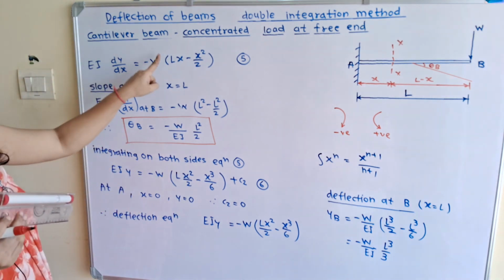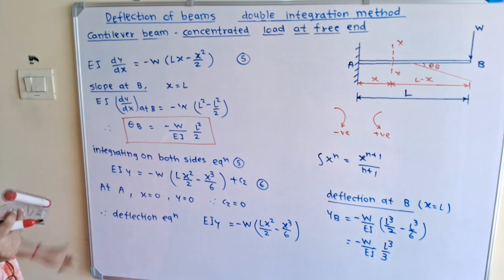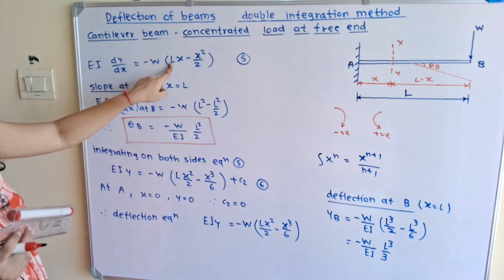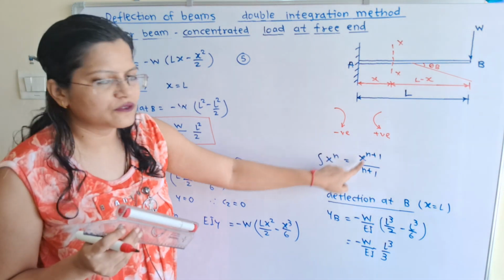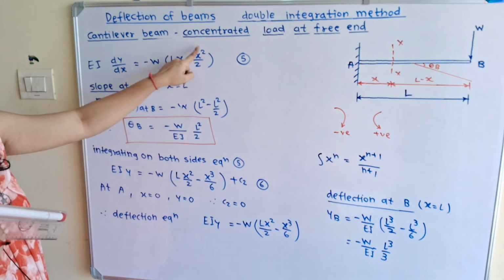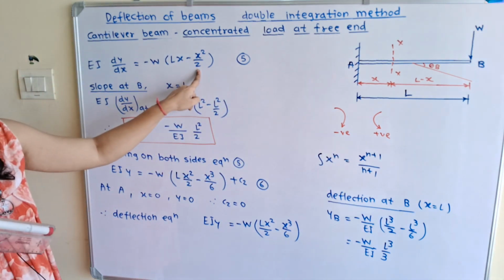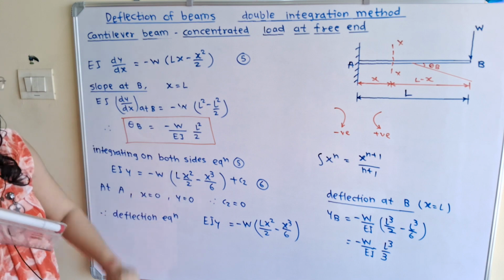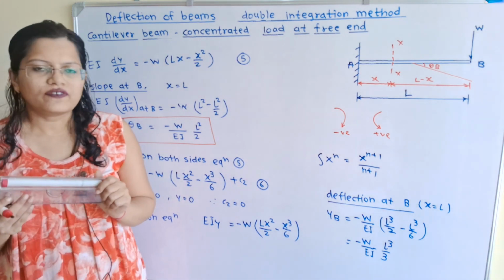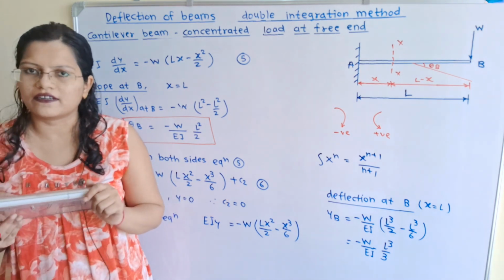So again we will take the integration of the slope equation, that is the equation number 5. So EIY is equal to minus WL. Now instead of x, by using this formula we will write x square by 2 minus. Now what about x square? It is x cube by 3, but in denominator 2 is there, so 3 multiplied by 2 is 6 plus C2, where C2 is the constant of integration. So this is the second integration, so we will use here the letter C2.